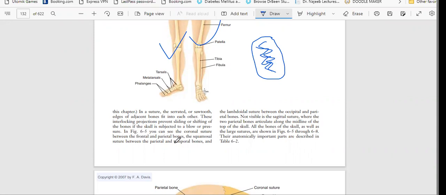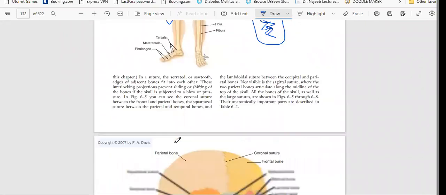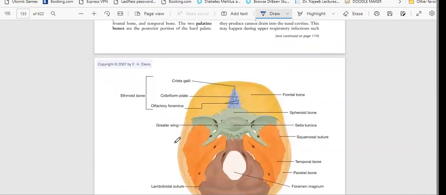The coronal suture, between the frontal and parietal bones, is one example you can see here.